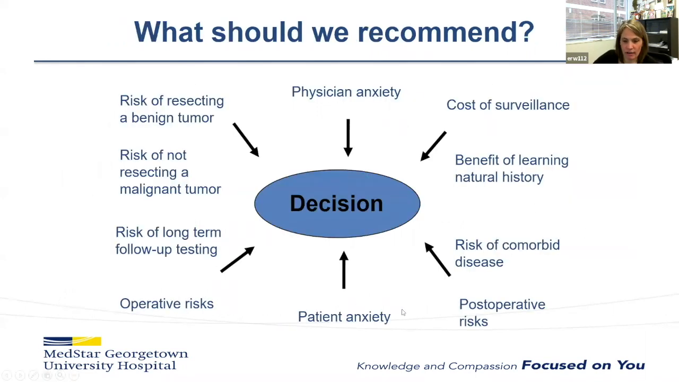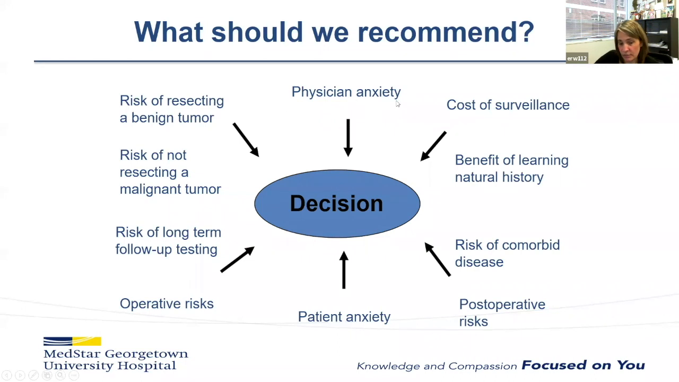Okay, so we have a lot of things that we need to factor in, and I would say all of these things are relevant. What's the cost of surveillance? What's the benefit of learning the patient's natural history? What's the risk of comorbid disease? What's the perioperative and postoperative risk? What about patient and physician anxiety?